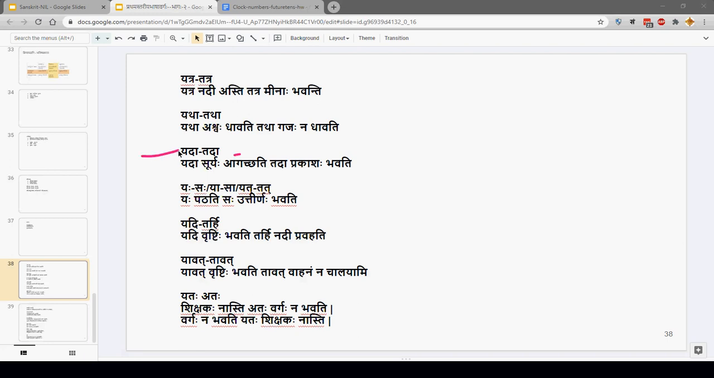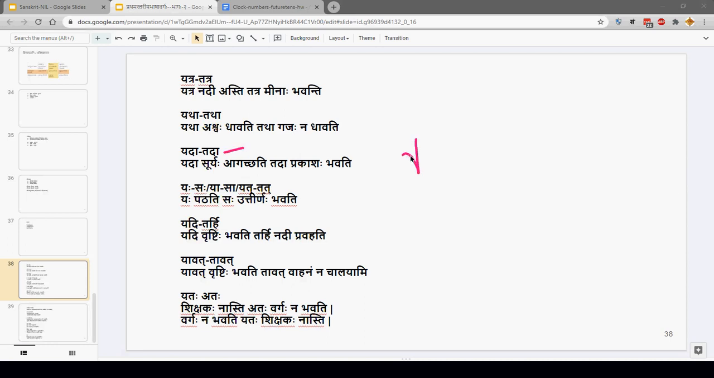Then we have yada tada. Yada tada is simple. Means when, then. Yada suryaha agacchati tada prakashah bhavati. When suryaha agacchati, when the sun comes, tada, then prakashah bhavati. Prakasha is light. When sun comes, then light happens. Or then there will be light.